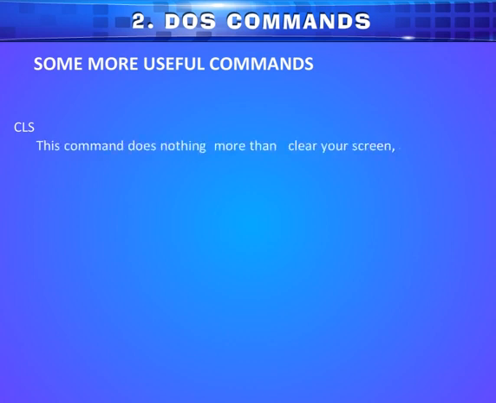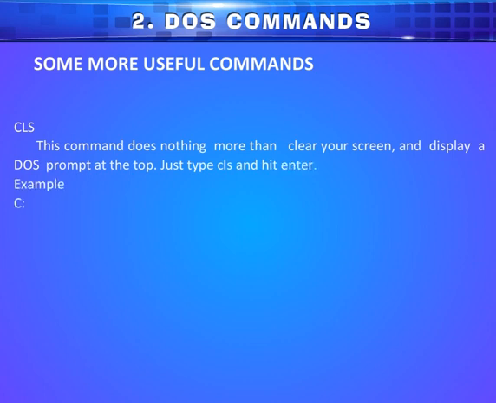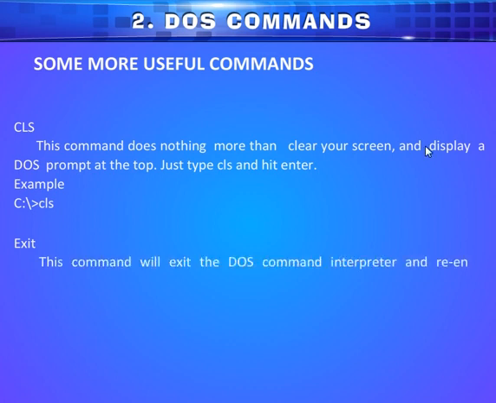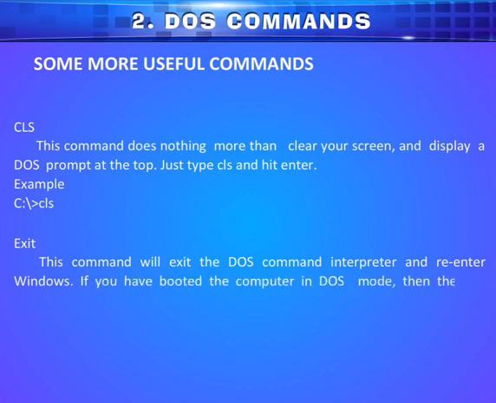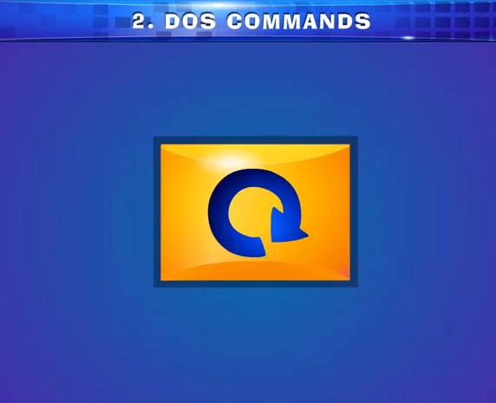CLS. This command does nothing more than clear your screen and display a DOS prompt at the top. Just type CLS and hit enter. For example, C:\> CLS. Exit. This command will exit the DOS command interpreter and re-enter Windows. If you have booted the computer in DOS mode, then the exit command has no effect. For example, C:\> exit.